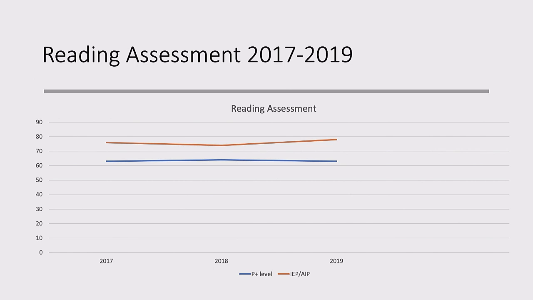The data there shows our P level data, which is reading at the end of grade 3, in a comparison of the last 3 years. And on the surface, it doesn't look like we're growing. The orange line above is our O level data, which is just approaching, with our IEPs and AEPs included in that number, and we're sitting somewhere around 78%. That's something we need to celebrate.